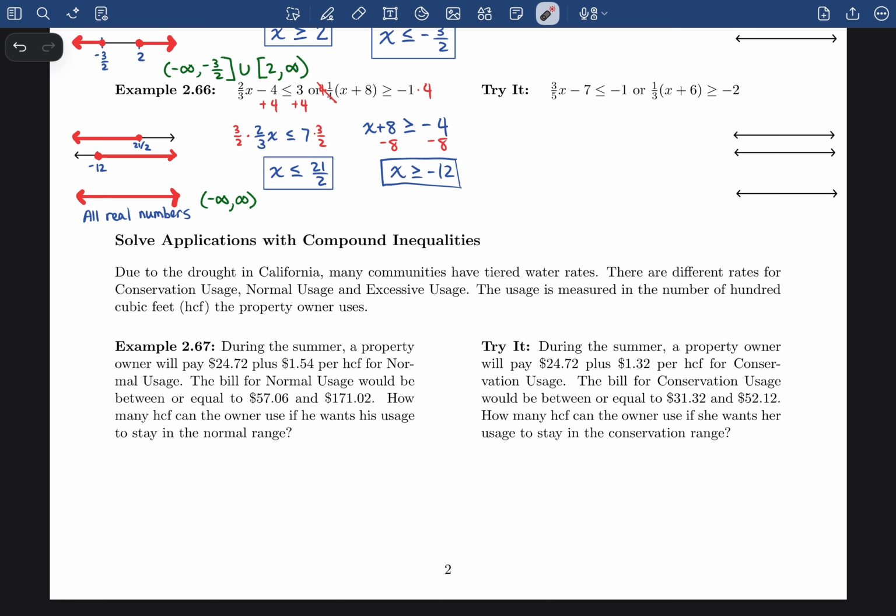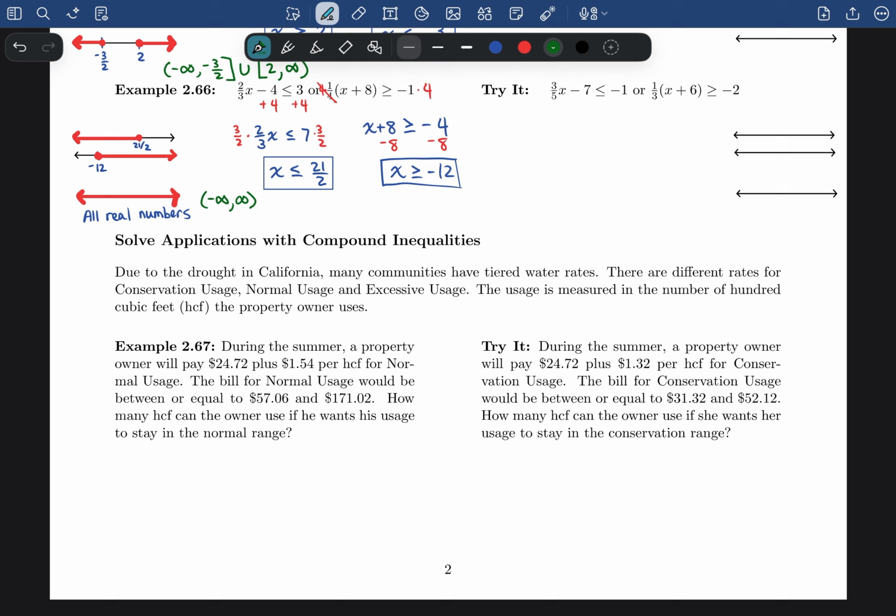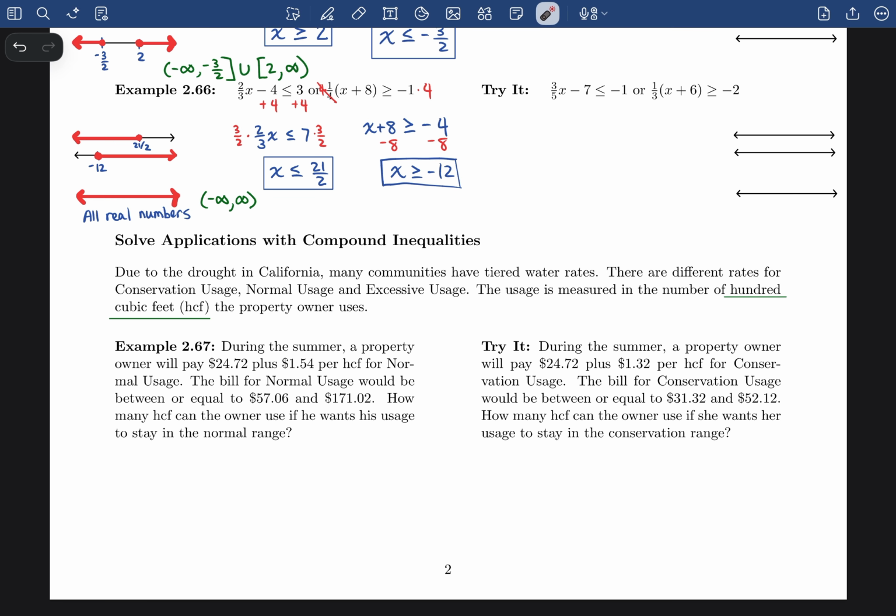And it says, during the summer, a property owner will pay $24.72 plus $1.54 per HCF. Right. And by the way, that's 100 cubic feet, HCF. It was defined up above for normal usage. Okay, so this is the rate for normal usage. But the bill for normal usage would be between or equal to $57.06 and $171.02. How many HCF can the owner use if he wants his usage to stay in the normal range?